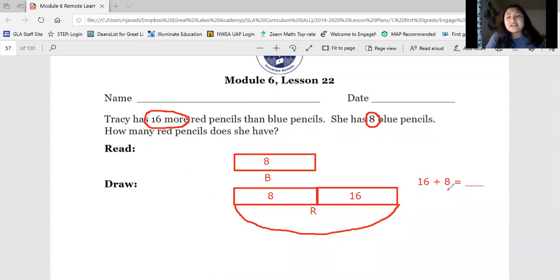And I'm even going to use the make 10 strategy to help me solve. I'm going to break up 8 into 2 parts of 4 and 4. I chose 4 because I know that if I have 16, I need 4 more to get to the next 10, which is 20. 16 plus 4 is 20. 20 plus 4 is 24.